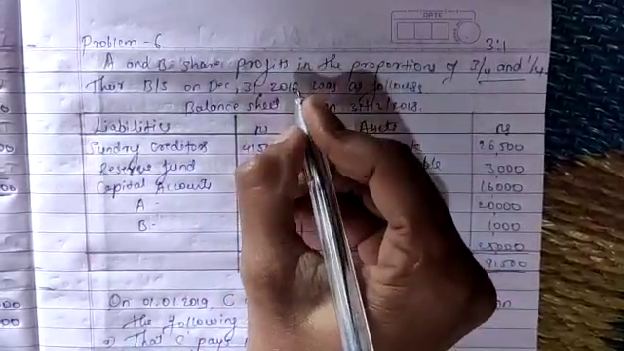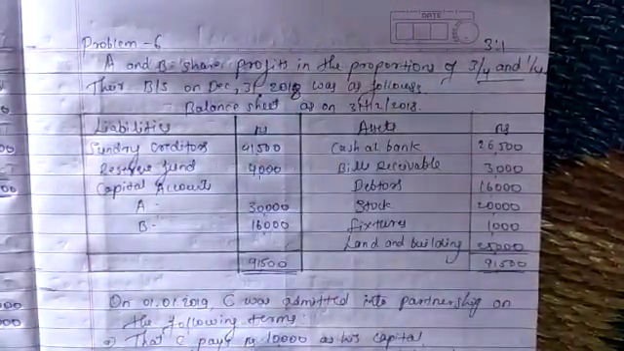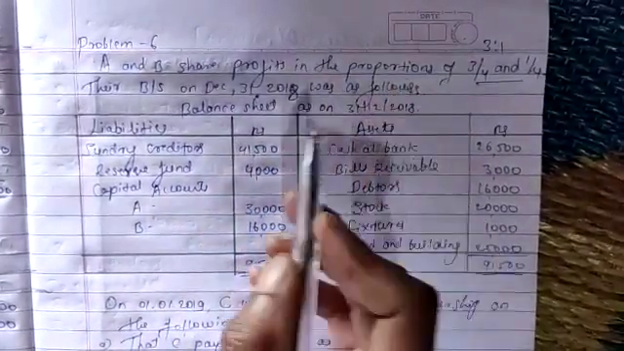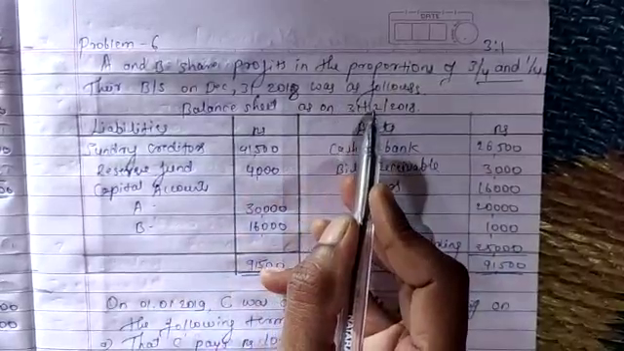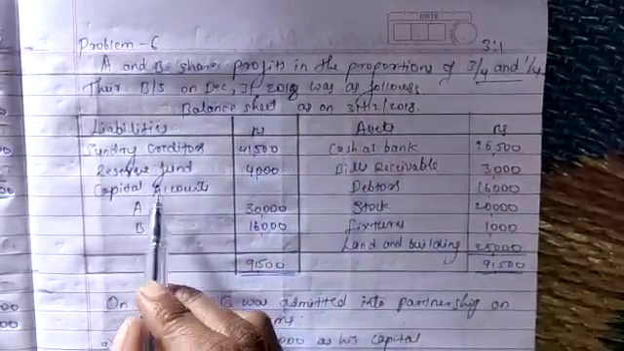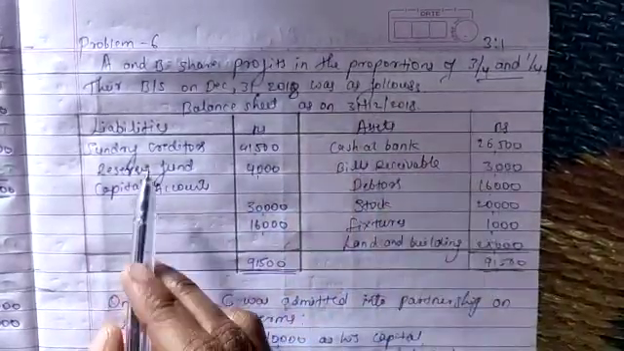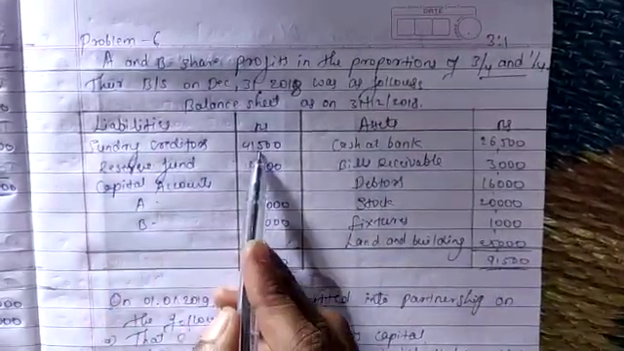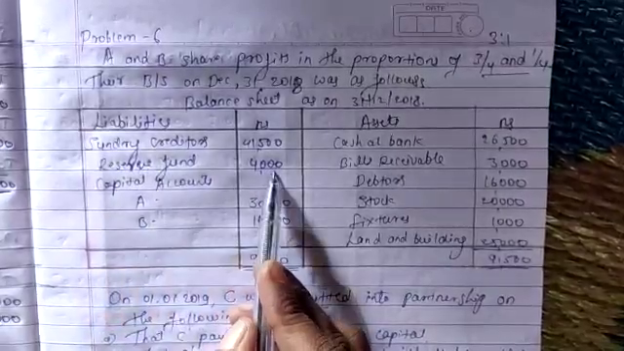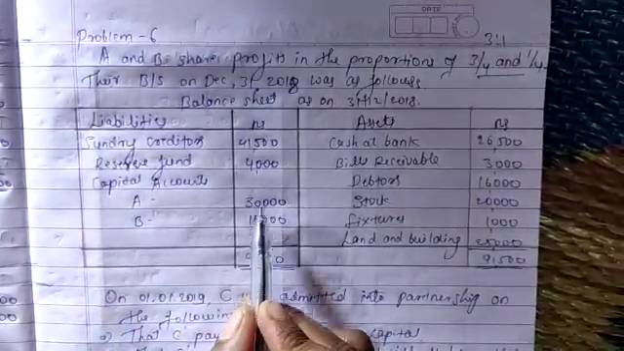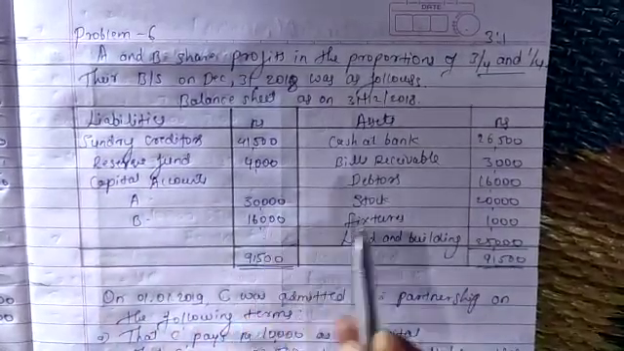Sorry, here you write the year as 2018. So December 31, 2018 was as follows. The balance sheet as on 31/12/2018: on the liabilities side, sundry creditors 41,500, reserve fund 4,000, capital accounts where A invested 30,000 and B invested 16,000.